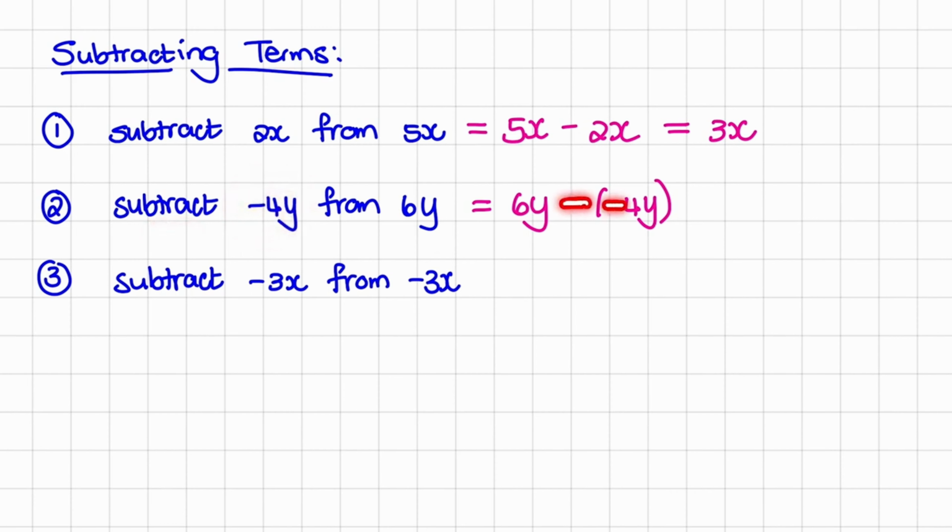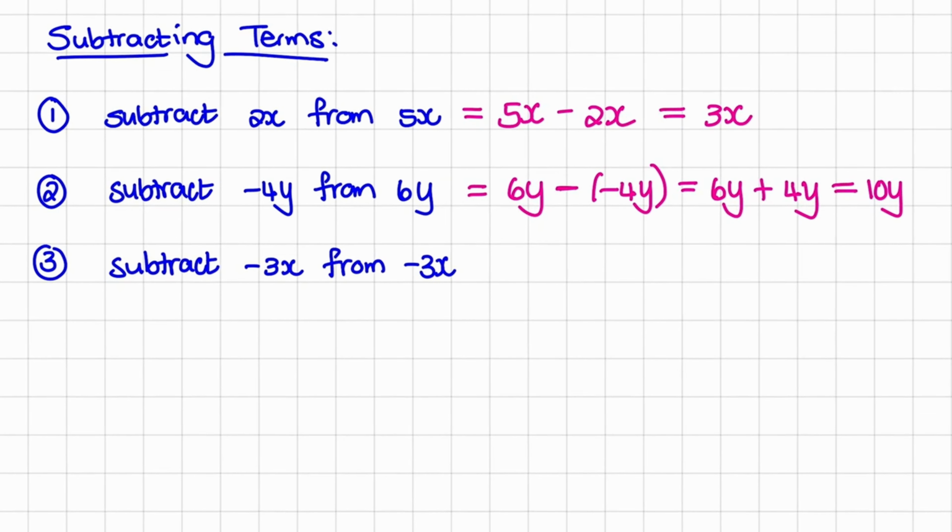And because it's a double negative, I write that term in brackets. So it will be 6y minus (negative 4y). And hopefully by now you would have learned that two negatives become positive. So it becomes 6y plus 4y. And that is equal to 10y when we add the like terms together.